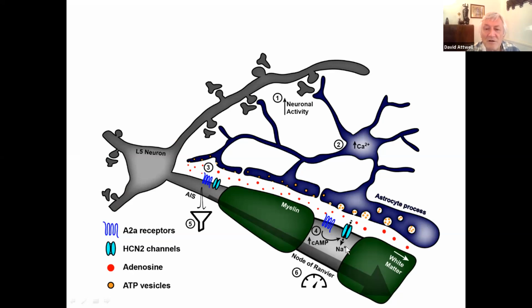I already showed you that the morphology of the node of Ranvier can be used to change the speed of action potentials going along these axons. But in addition, release of ATP and conversion to adenosine activates A2a receptors, which raise cyclic AMP. They activate an inward current through these IH channels, and that changes the conduction velocity, as I've shown you today.